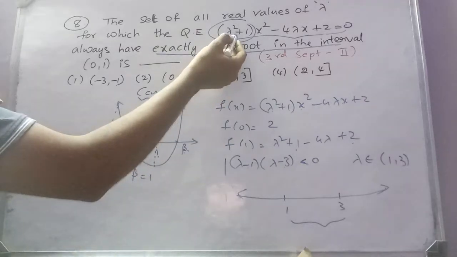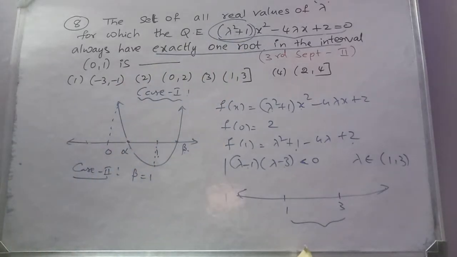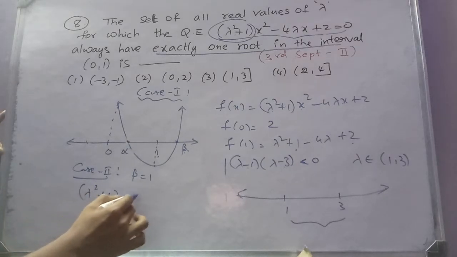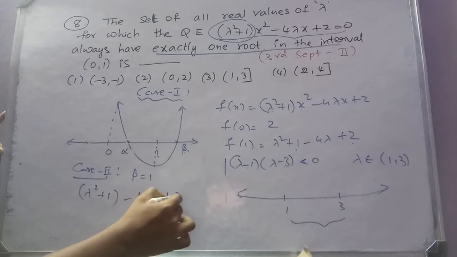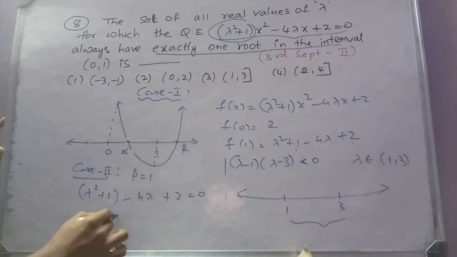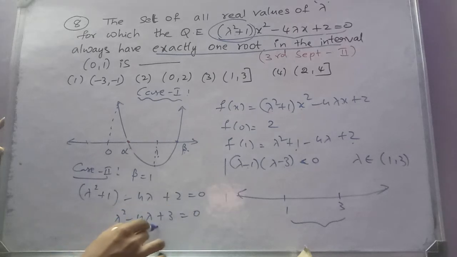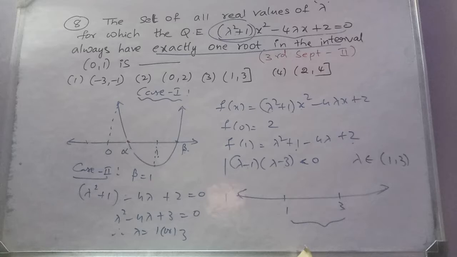If beta is 1, you can substitute in this quadratic equation. If you substitute, you will get lambda square plus 1 into 1 minus 4 lambda into 1 plus 2 equal to 0. So that means lambda square minus 4 lambda plus 3 equal to 0. Therefore lambda is equal to 1 or 3.